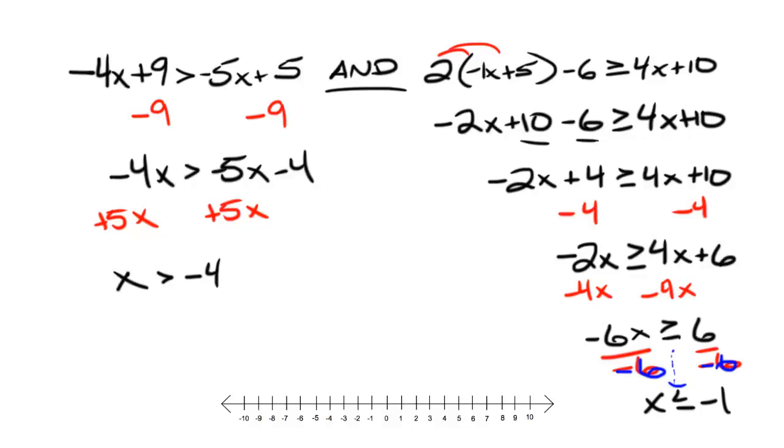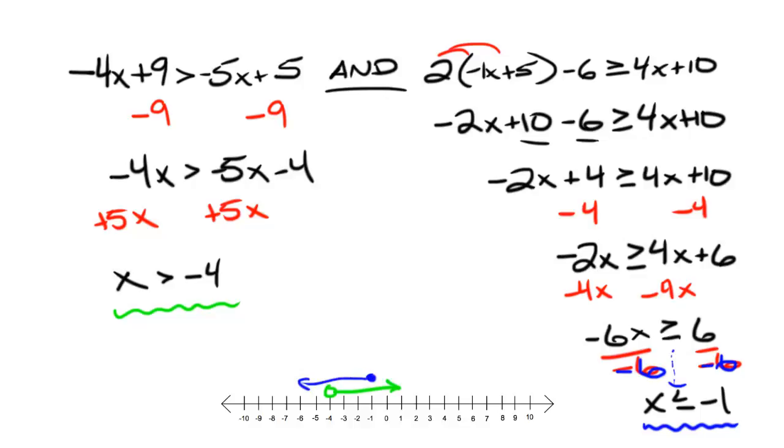All right. So what I'm going to do is take these two sets. I'm going to graph x is greater than -4. So let me graph that. It's strictly greater than -4. And this other set over here is less than or equal to -1. So -1, including -1, and then less than.